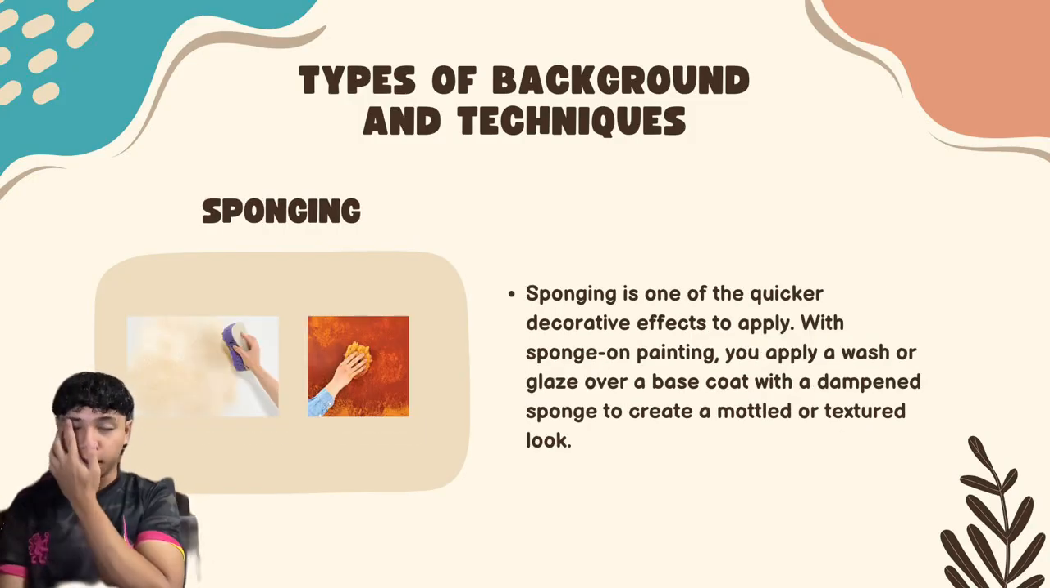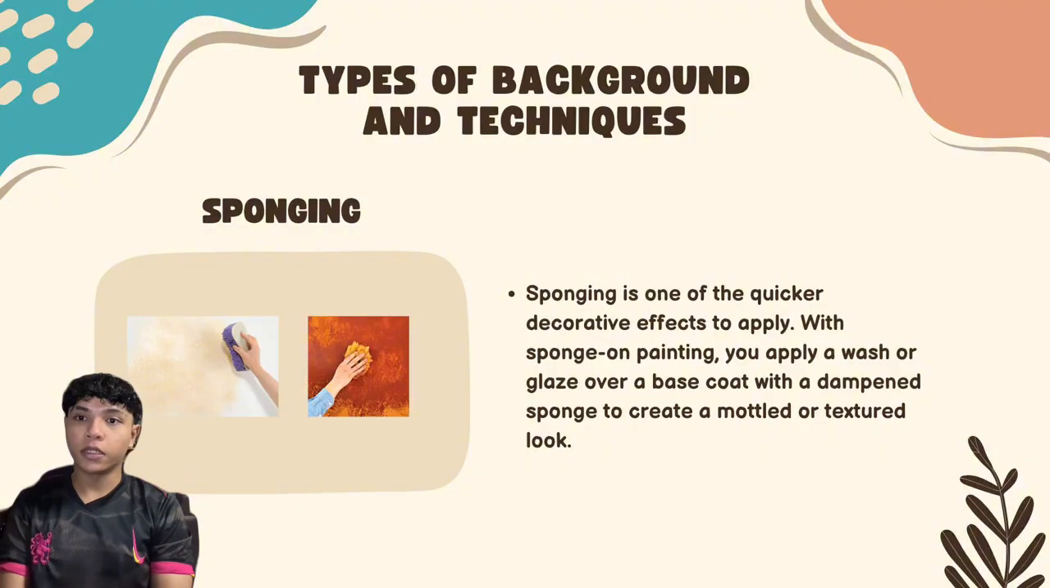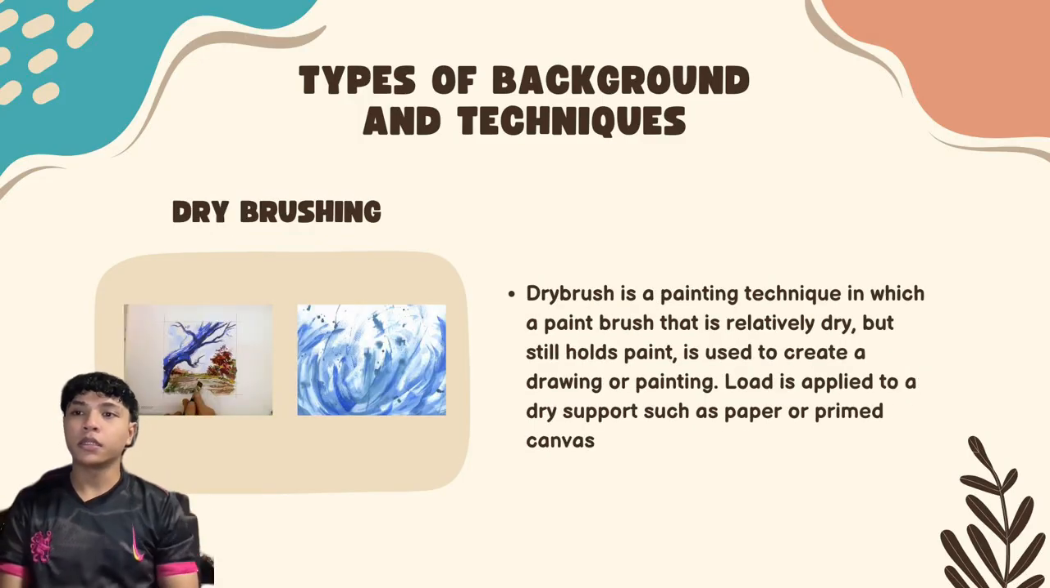Next is sponging. Sponging is one of the quicker creative effects to apply. With sponge-on painting, you apply a wash or glaze over a base coat with a dampened sponge. Next is dry brushing. Dry brush is a painting technique in which a paintbrush that is relatively dry but still holds paint is used to create a drawing or painting.